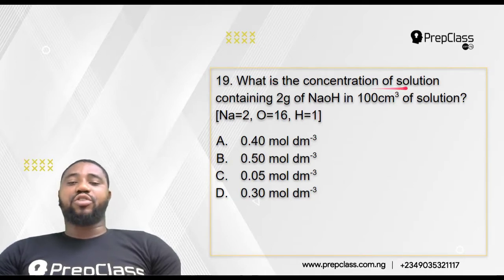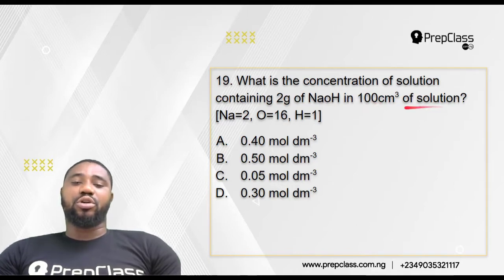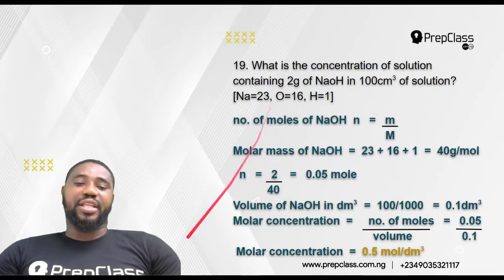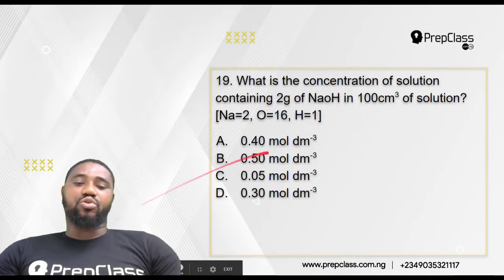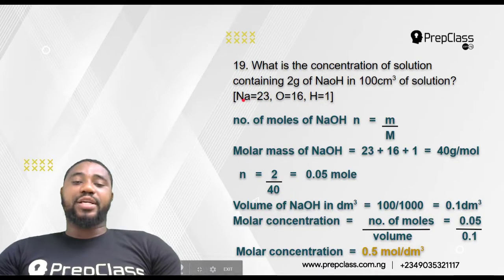19. What is the concentration of solution containing 2 grams of NaOH in 100 centimeter cube of solution? Na is 23. I forgot to change this. I saw the error before. It's supposed to be 23. O is 16, H is 1. Okay, this was where I effected the change. Na is 23, O is 16, H is 1.